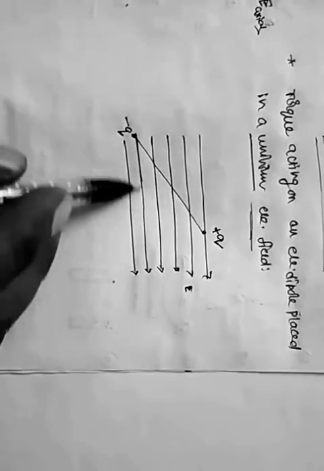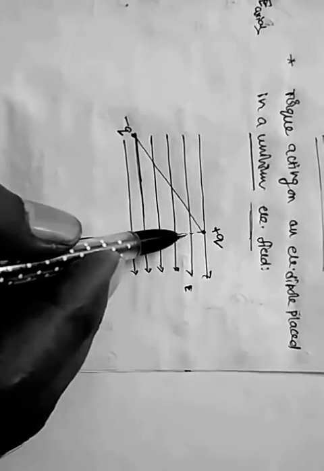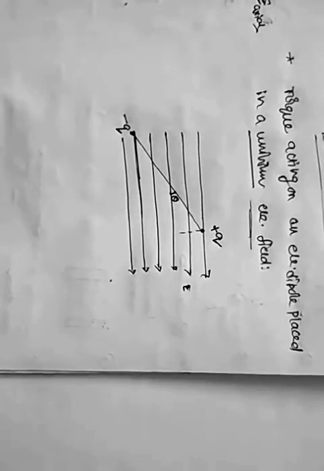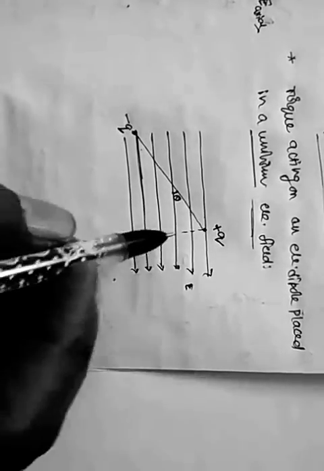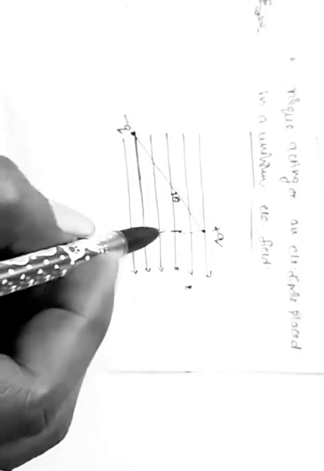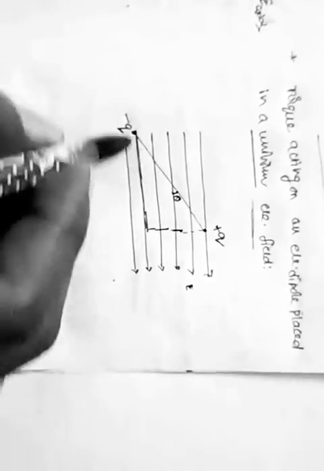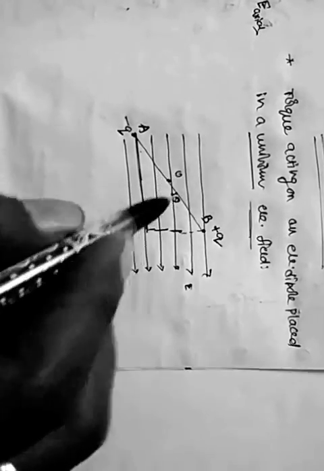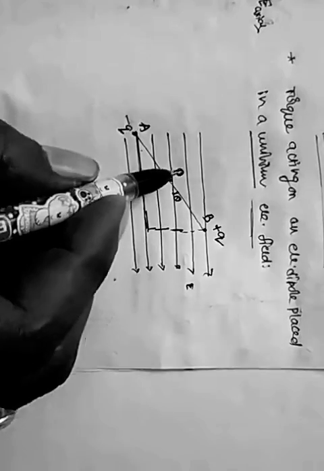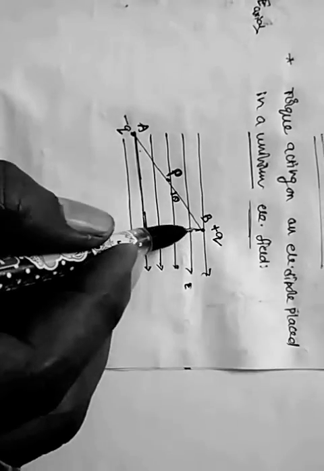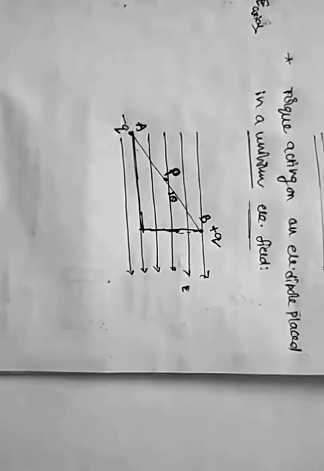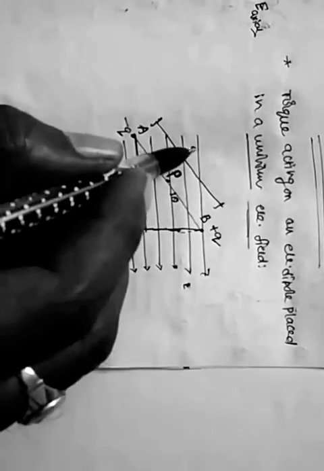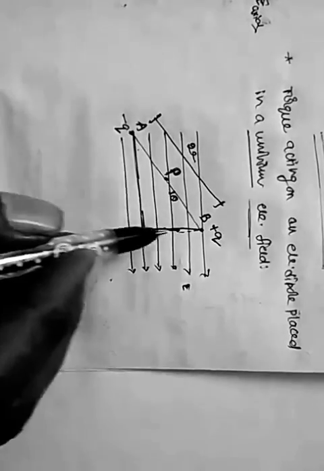Okay. Now what happens? It is making an angle theta here. This is the same theta. Now draw a perpendicular. This is A, this is B, this is the center, P. Draw a perpendicular here. This is 2A, or not? This is 2A. Then what is this one?